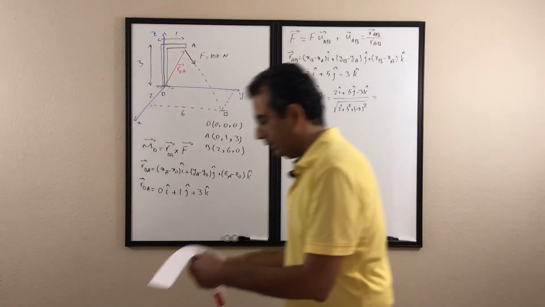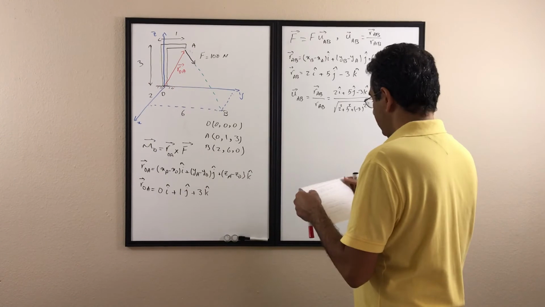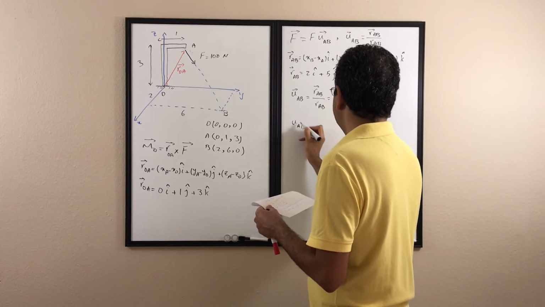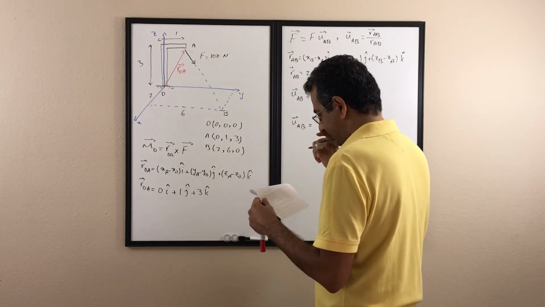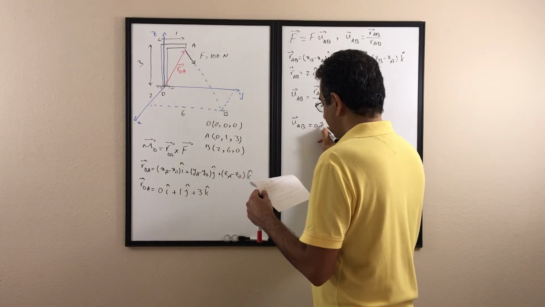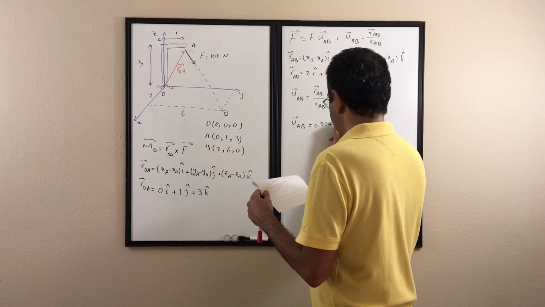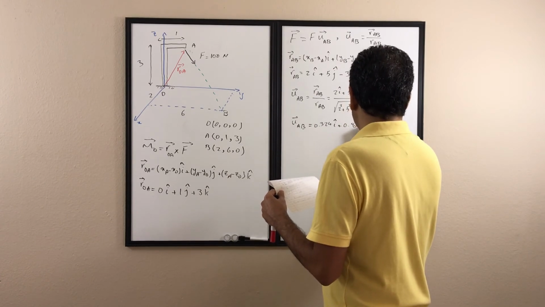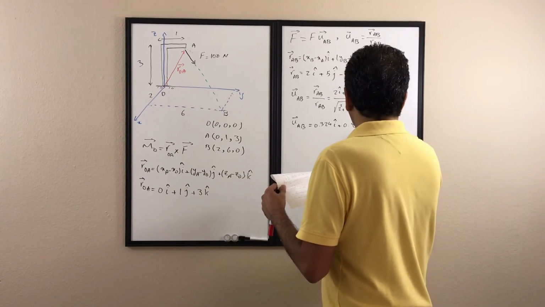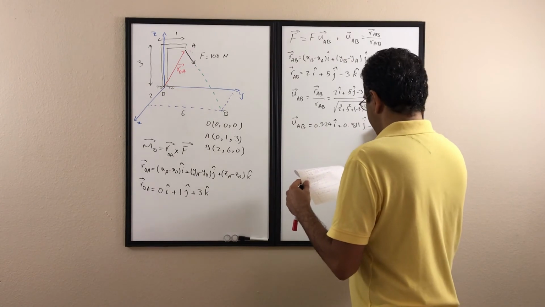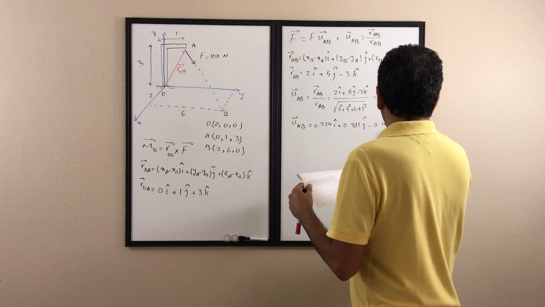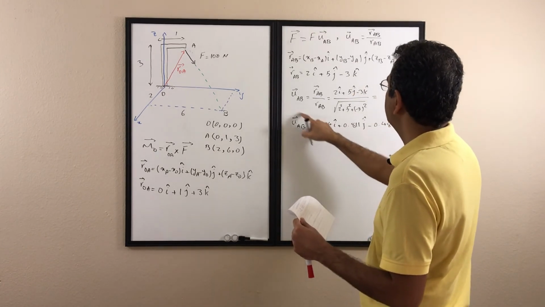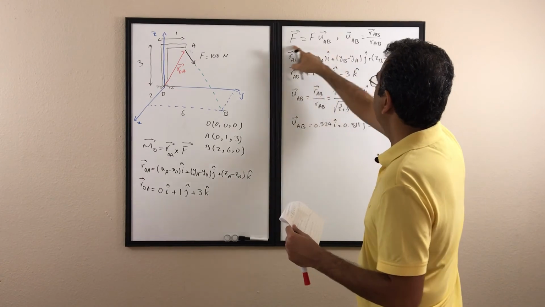If I do that calculation, U_AB would be 0.324I plus 0.811J minus 0.486K. So that's the U_AB. If I substitute it here, I'm going to get the F.